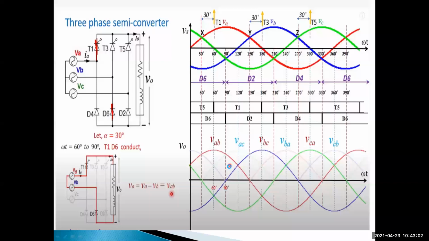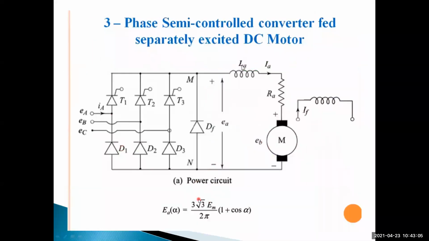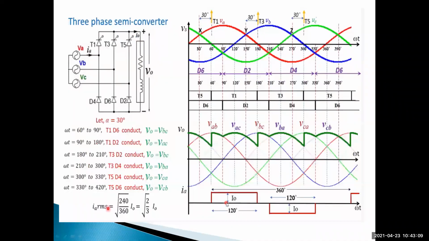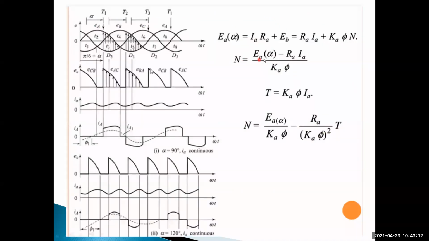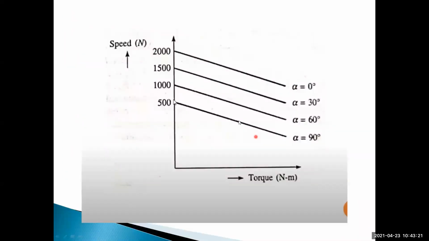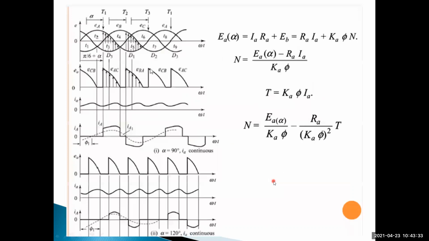The only difference between the single phase semi-converter and the three phase semi-converter is this output voltage. So the speed N is equal to Ea minus Ia Ra divided by K phi. You know well that torque is equal to K phi into Ia. These are the expressions you know. This is the speed torque characteristic of the separately excited semi-converter drive for alpha equal to 0, 30, 60, 90 degrees. As the firing angle changes, the speed changes like this. The speed can be controlled by changing the firing angle in single phase and three phase semi-converters.